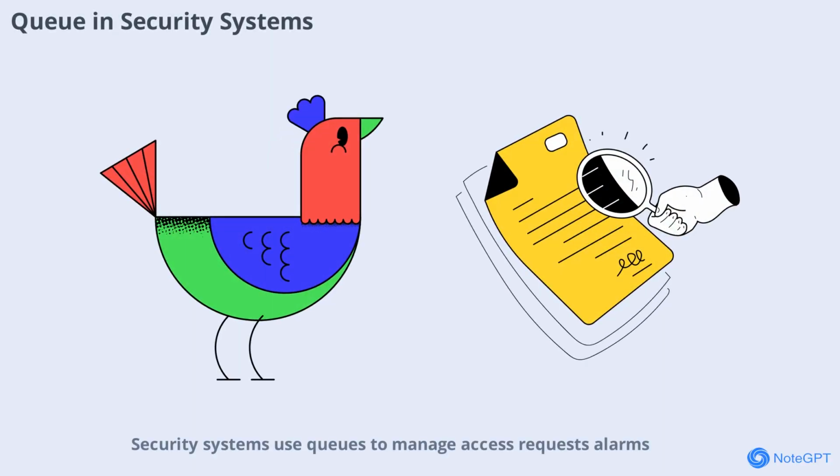Security systems use queues to manage access requests, alarms, and incident reports. By organizing these events in queues, security teams can respond quickly and ensure that every issue is addressed in a timely manner.